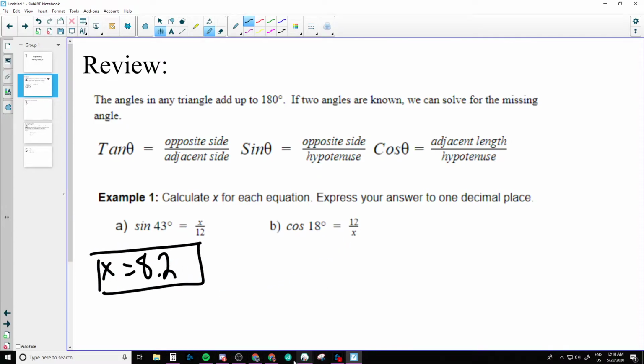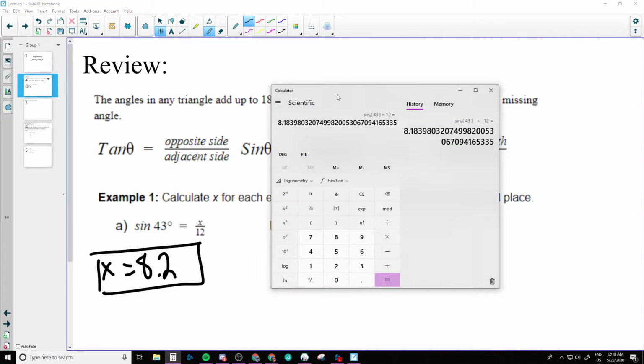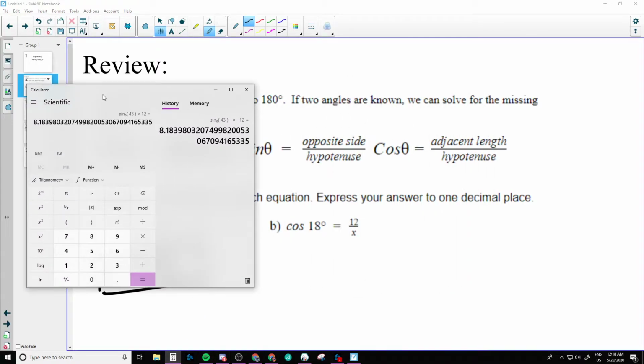This one is using cosine. And because the x is on the bottom, now we have to divide. So we're going to say, what is the cosine of the angle that is 18 degrees? Since it's 0.95, we're going to say, okay, 12 divided by that number.